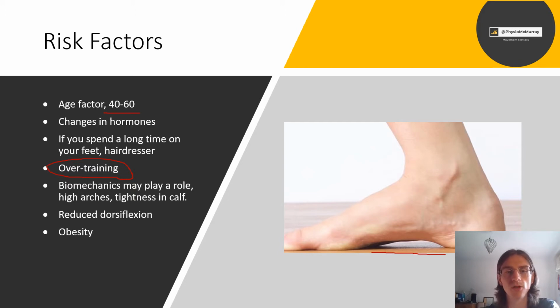And then obesity as well can be an issue, due to increased load. If you're heavier and then you go for running, it's going to be increased load. But not only that, fat cells secrete certain chemicals that can weaken your tendons.